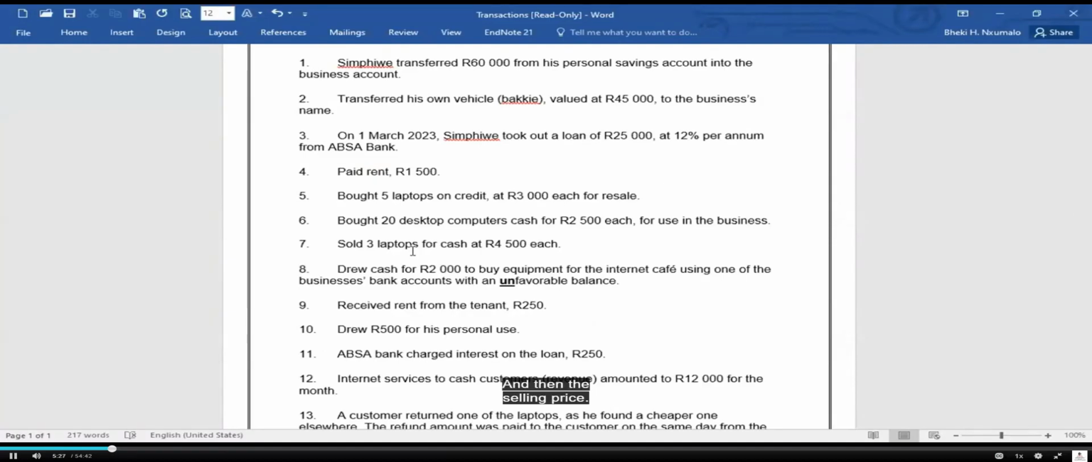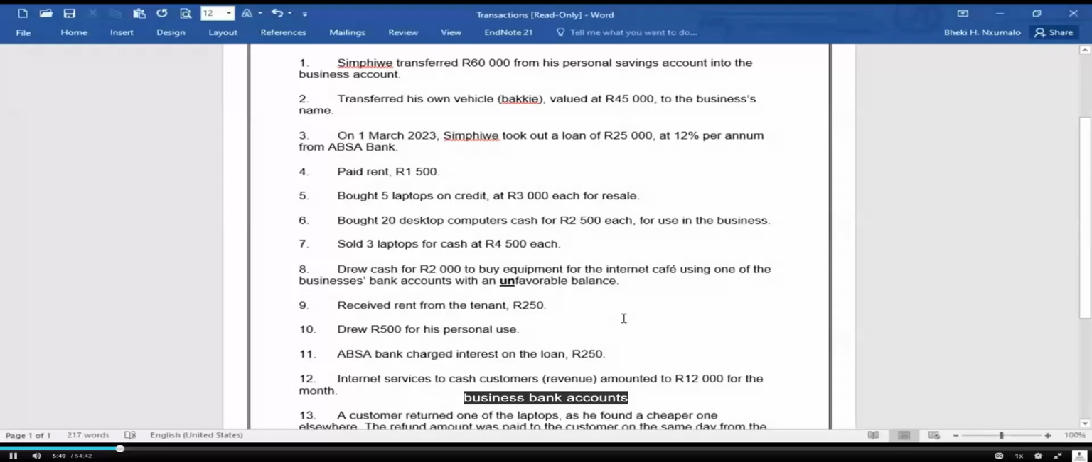Number 8, he drew cash of 2,000 Rand to buy equipment for the internet cafe. So this guy is running an internet cafe. There are laptops, there are desktop computers. So he took out 2,000 Rand to buy equipment for the internet cafe using one of the business bank accounts with an unfavorable balance. That's why it's so important to rate the transaction.